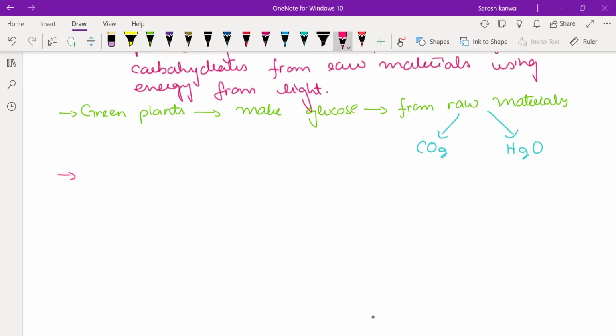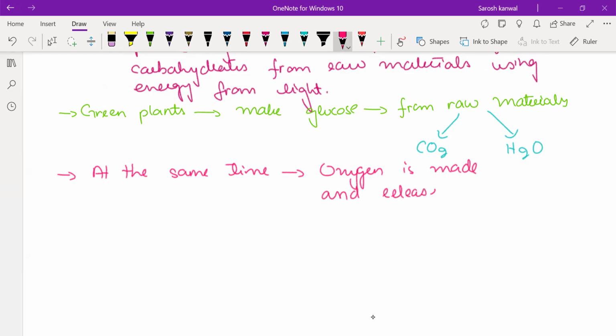So we say at the same time, oxygen is also made. Oxygen is made and released as a waste product, right? So oxygen serves as a waste material for plants.